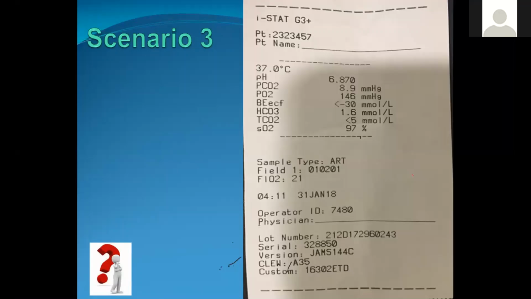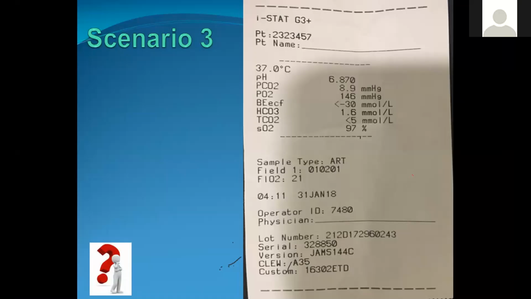Your pH is 6.8, your PCO2 is 8.9, and bicarb is 1.6. What do you think? If you remember, in the table of values, we said always take care of the units used here, millimeters of mercury or kilopascal, for your PCO2 and your PO2. But don't be confused by PCO2. We have severe acidosis. First, this is severe acidosis.